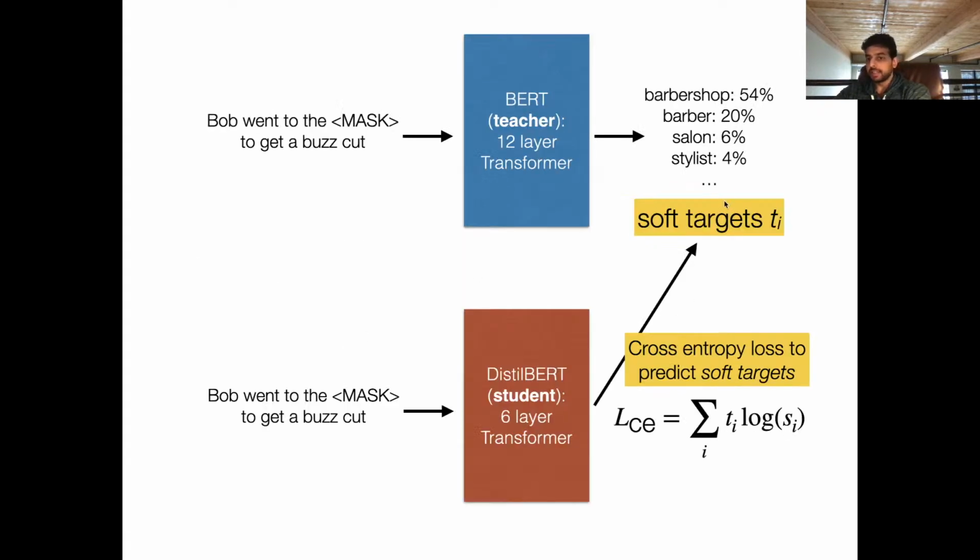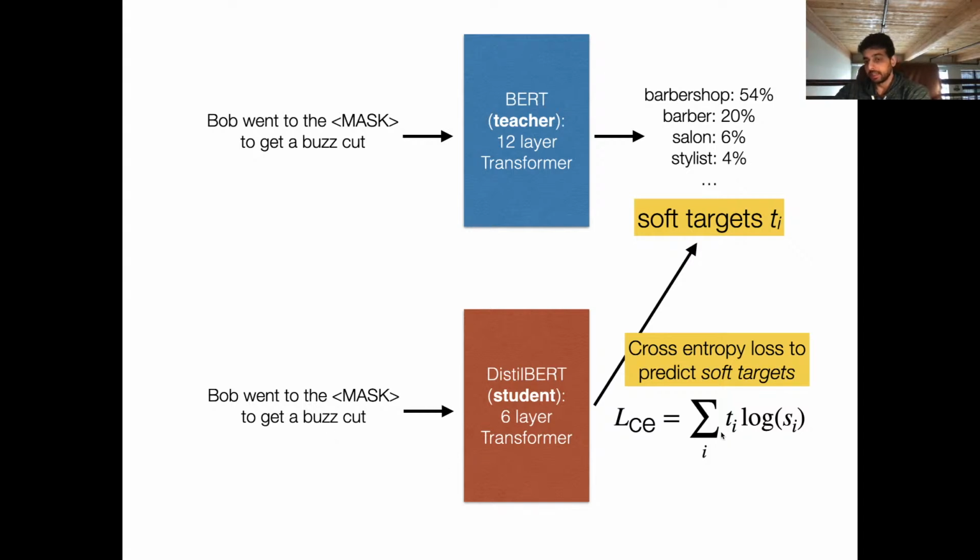So we've got these soft targets, which are just the predicted probability distributions over these masked words. And now we're going to train a student model. So in DistilBERT, this is a 6-layer transformer. So smaller, of course, than our teacher model. And we're going to give it the same training data. So Bob went to the mask to get a buzz cut. But here, the student model, instead of predicting 100% probability on barbershop, is going to predict this entire distribution, all these soft targets. And the loss function is exactly the same as what we were doing when we had the hard target, right? Just the 100% probability on barbershop.